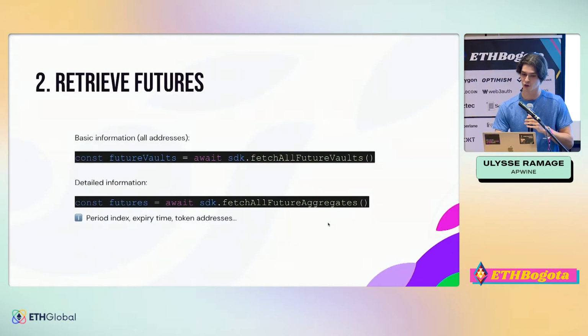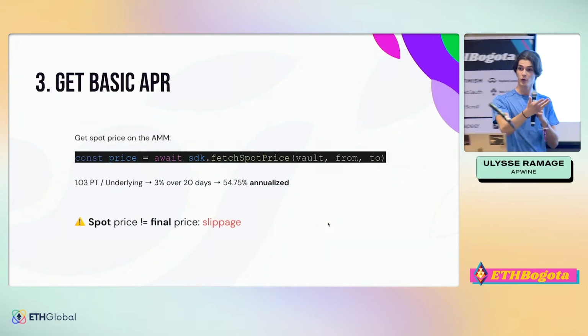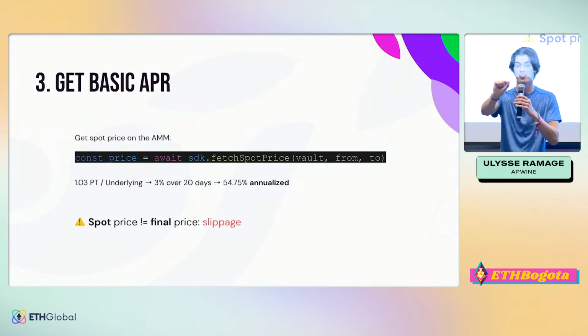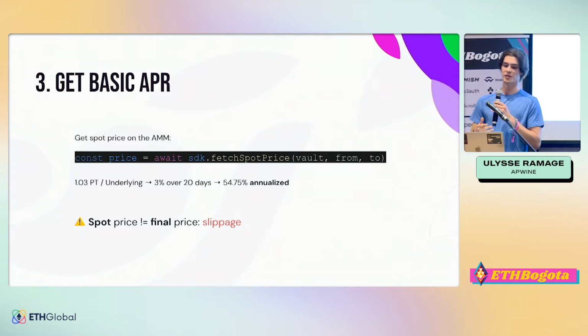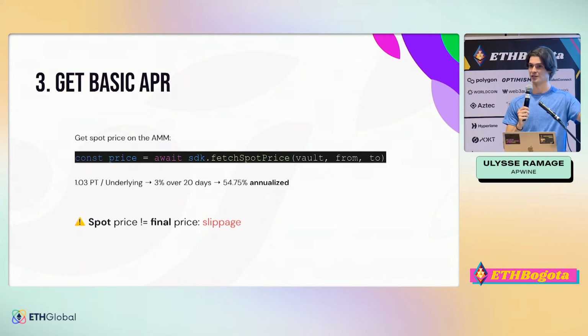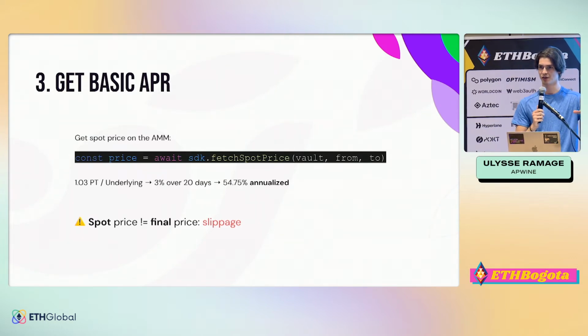And then the next step we want to do is compute the APR that we would get if we were to buy the PT for this specific staked ETH future. So how do we do this? We're going to use the AMM this time because we want a special price, right? If you want to buy or sell anything, you're going to have to go through the APWine AMM.